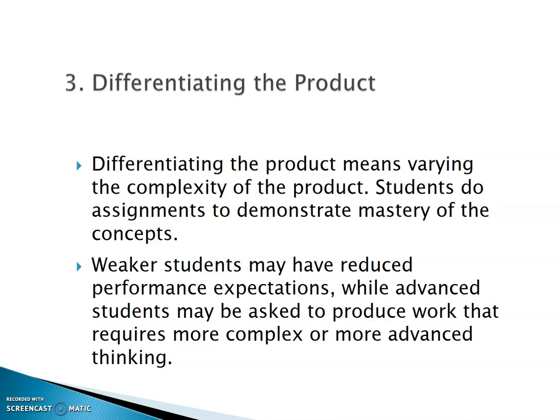Differentiating the product essentially means, I guess the best way of saying it is, for the Leaving Cert, people might do pass or honours. So that's what we're saying here. Weaker students might need to have reduced performance expectations. So they might be doing a pass paper, or they might stay to do an ordinary degree, whereas the stronger students might go and do the higher degree.